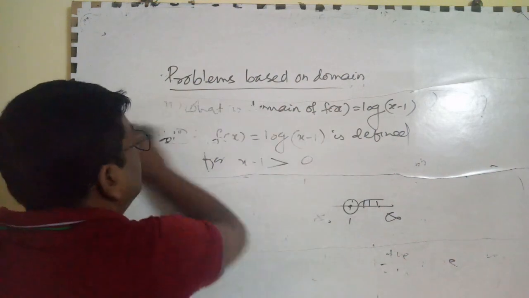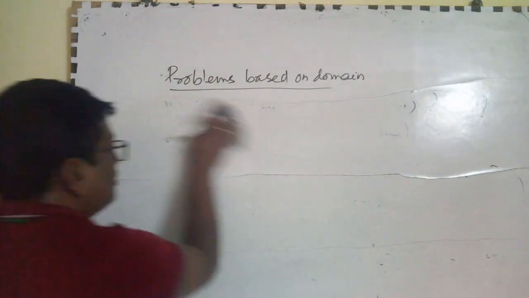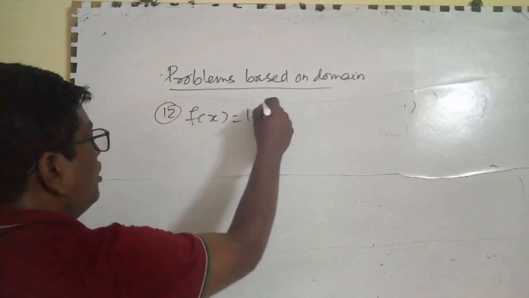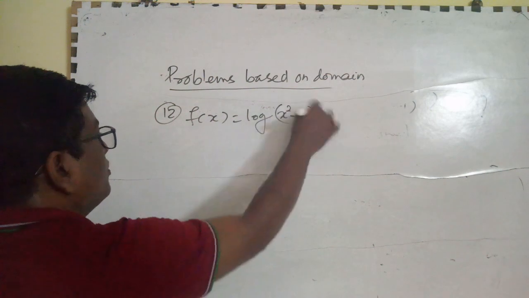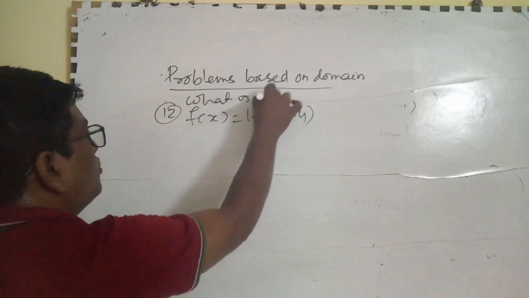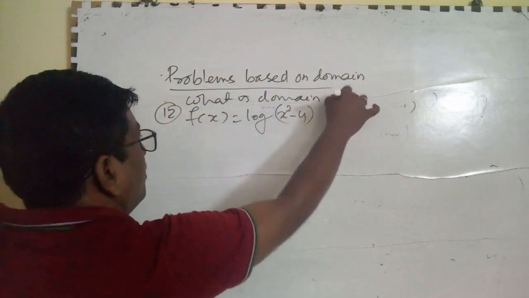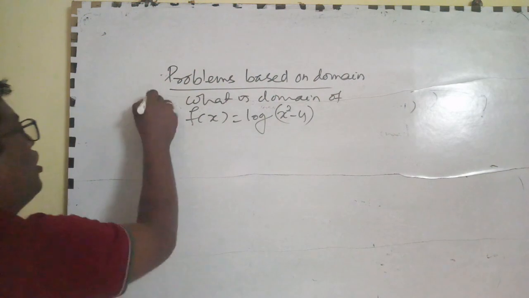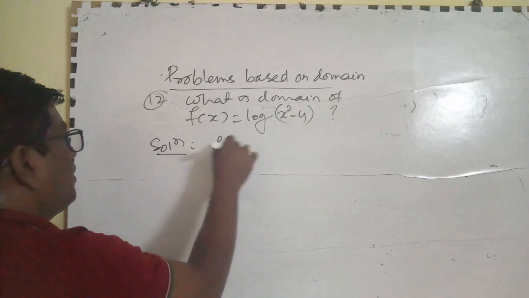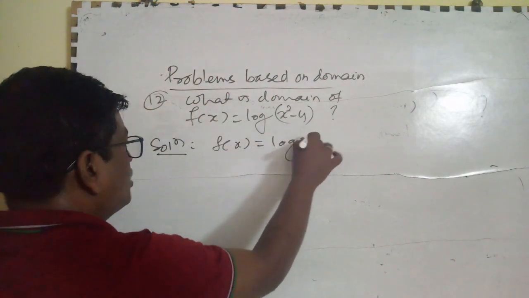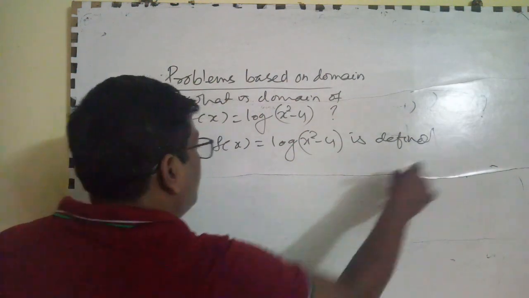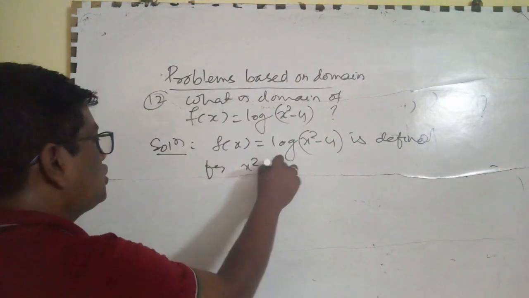Question number 12. f of x is equal to log x square minus 4. What is domain of f of x is equal to log x square minus 4? Solution: f of x is equal to log x square minus 4 is defined for x square minus 4 greater than 0.